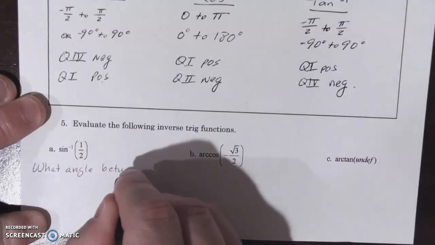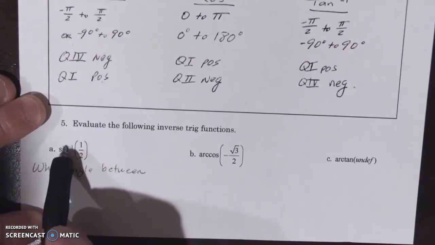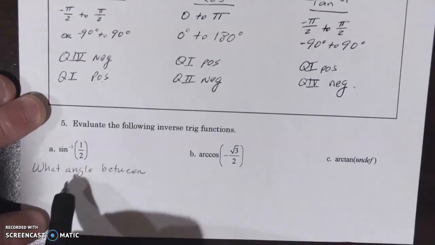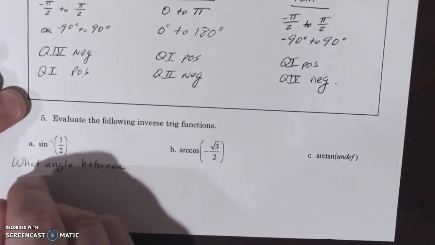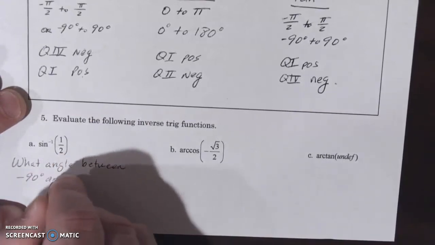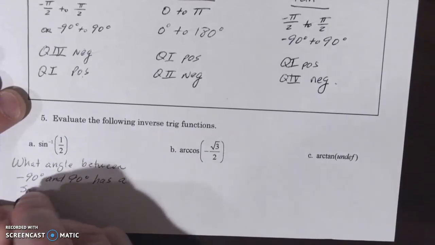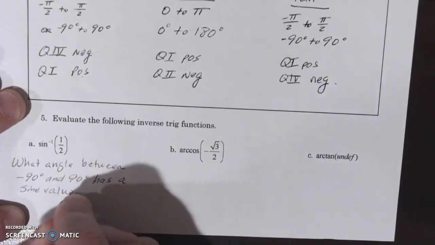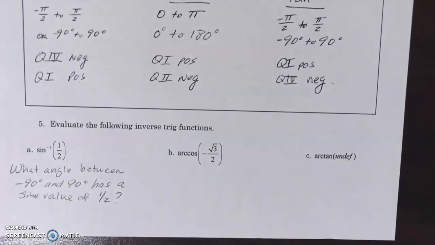between, should we be working in degrees or radians here? This is the inverse notation. We should be working in degrees. What angle between negative 90 degrees and 90 degrees has a sine value of 1/2? That is what this question is asking you.